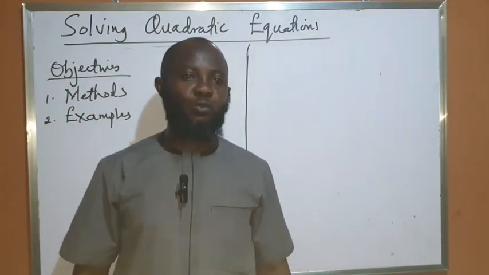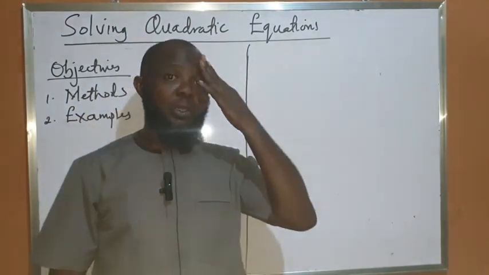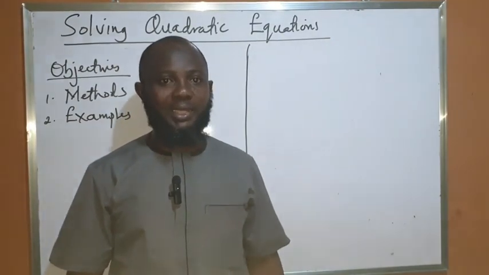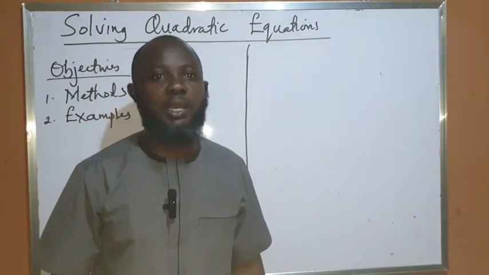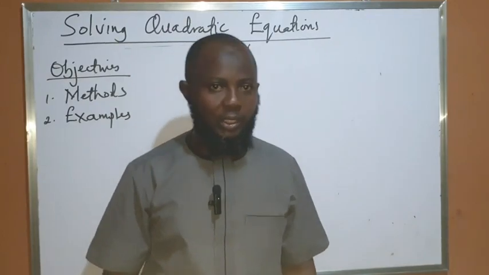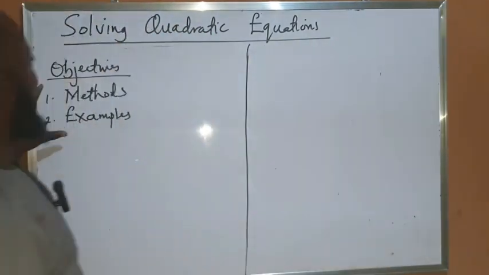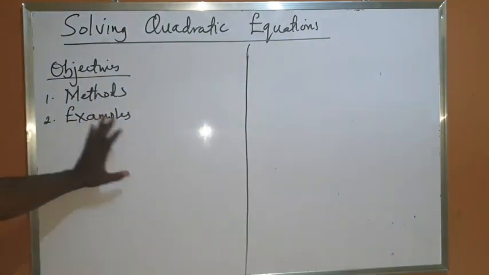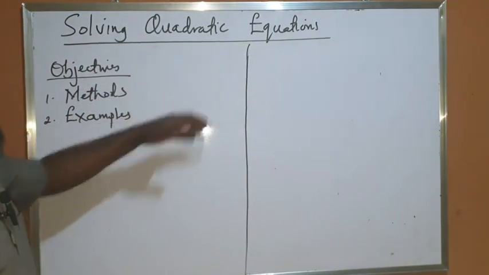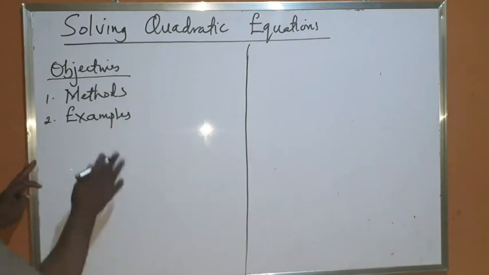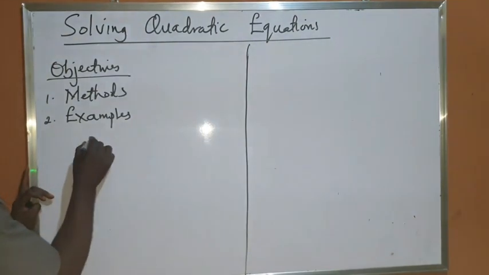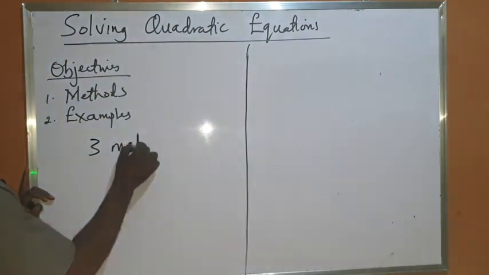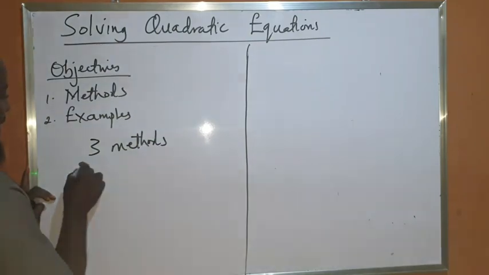So in this class, we want to continue from where we stopped under quadratic equations. Today, we want to look at solving quadratic equations. In this video, we'll be looking at the methods and examples. In solving quadratic equations, there are three methods of solving some quadratic equations. So we're looking at the three methods.